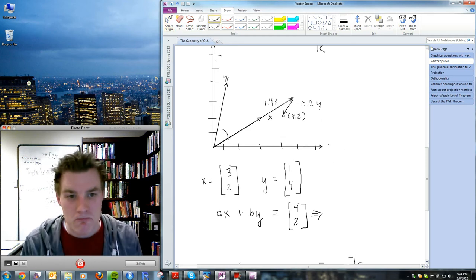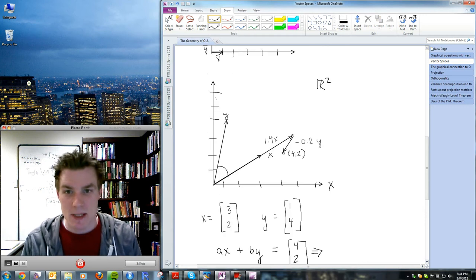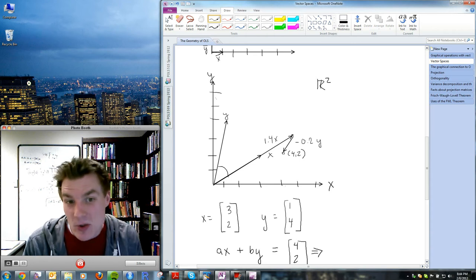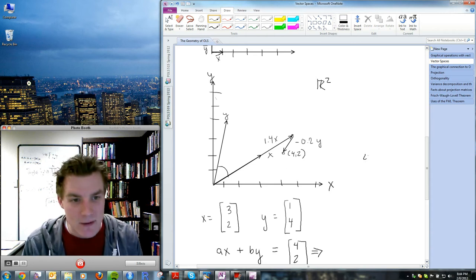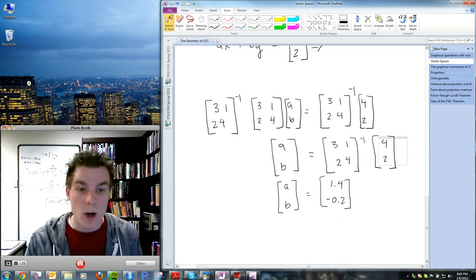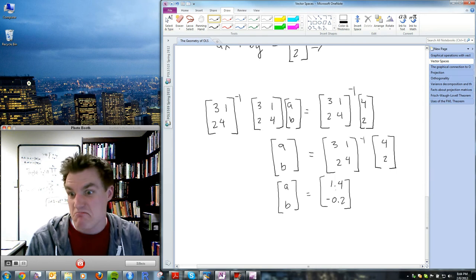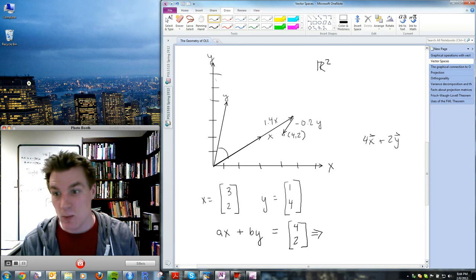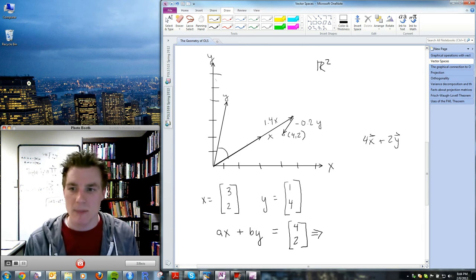Normally we're used to saying something x and something y, right? 2x plus, or x equals 2, or some point is 4, 2, right? All we're saying is that it's 4x plus 2y. Well, we can just as easily say that it's 1.4x negative 0.2y if by x and y we mean these weird kind of acute vectors.